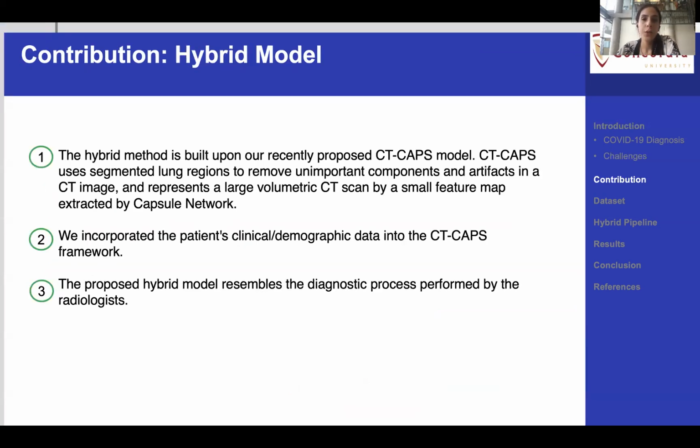So what we did was to propose a hybrid model, which is built upon our proposed CT-CAPS model. CT-CAPS model uses segmented lung regions and removes unimportant components and artifacts in a CT image and represents a large volumetric CT scan by small feature maps. Also, we incorporated patients' clinical and demographic data into the CT-CAPS framework. And the proposed hybrid model resembles what the radiologists actually do for COVID-19 diagnosis.